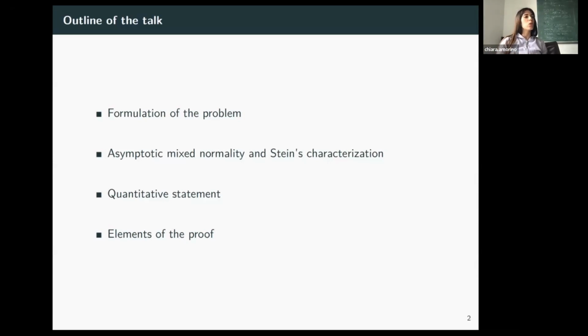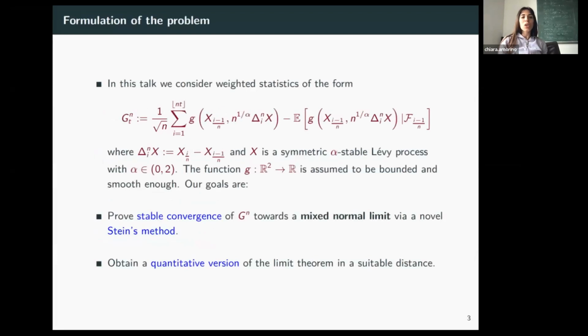After that, we're going to provide a quantitative statement as well, so we can assess how fast this convergence is happening. And we're going to talk just for a little bit of some ideas that we use in order to prove our main results. But really just some key ideas about Stein's method. So, to start, we want to understand which statistics we are considering.